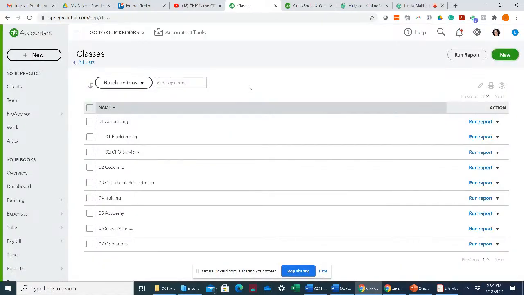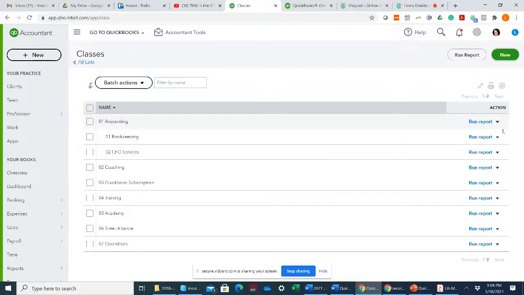And say, for instance, you're expecting to receive this grant over the next 5 years. What you can do is create subclasses and say, okay, Facebook grant 2021, then create another class, Facebook grant 2022, and so on. The good thing about classes is that you'll be able to run the report.